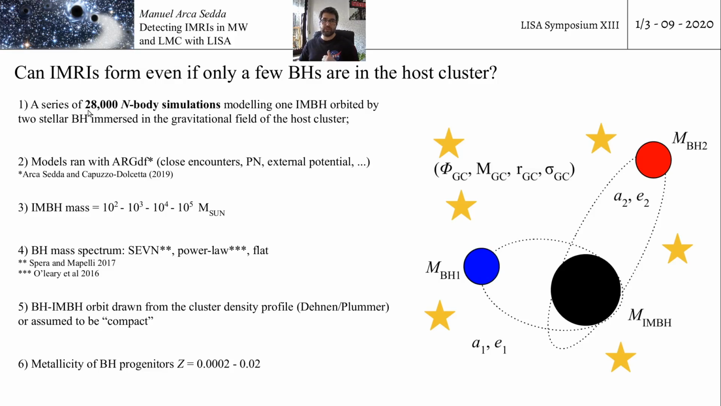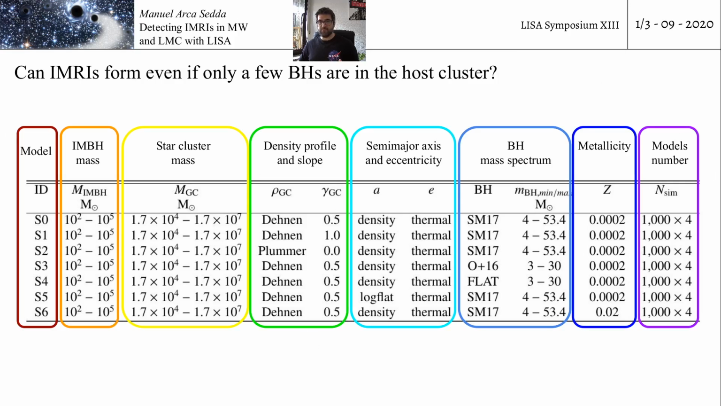We ran 28,000 direct N-body simulations using the ARGDF code that implements close encounter treatments, post-Newtonian formalism, and an external potential. And to explore the parameter space, we varied the IMBH mass, the black hole mass spectrum, and the orbits of the two black holes, and finally the metallicity of the black hole progenitors. This is a summary of all our choices, and if you are interested in the details, please have a look at the paper or contact me after the talk.